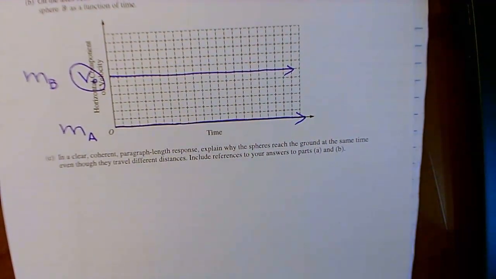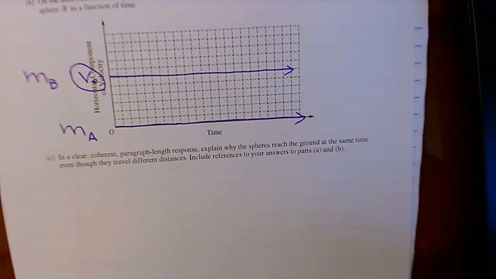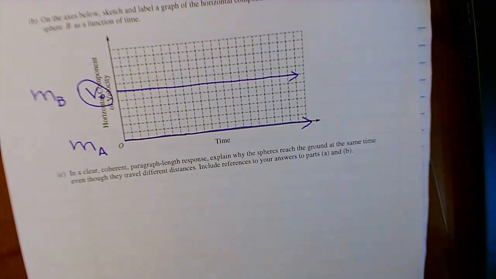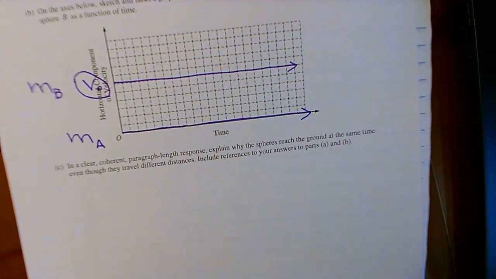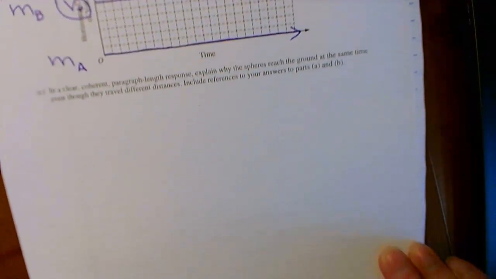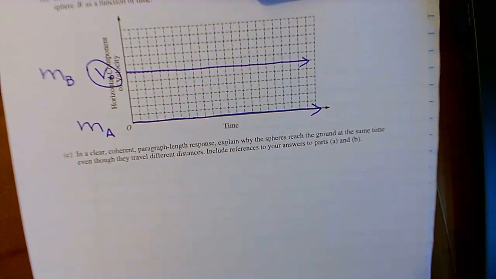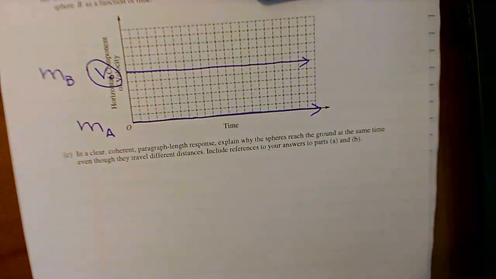And here it is, and here goes. In a clear, coherent paragraph length response, explain why the spheres reach the ground at the same time, even though they travel different distances. Include references to your answers to parts A and B. So again, I'm not going to write this down. I'm just going to talk it out, but you can see the amount of paper they gave us to write this paragraph length response. All right, so let me say it again. Why do they reach the ground at the same time, even though they travel different distances?